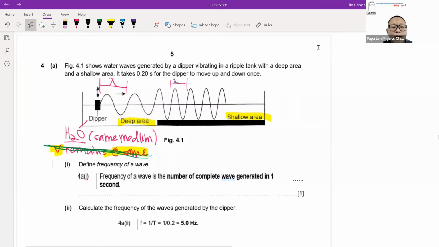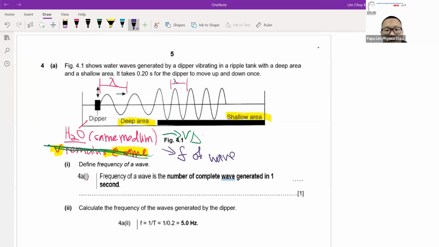So what we can conclude is that whether the wave is moving from a deep area to a shallow area, the speed will change, but what will remain constant is the frequency of the waves. In this case, the frequency of the wave is like your IC number, like your code. If it's the same wave, the frequency will remain the same. If it's the same person, the code will remain the same.